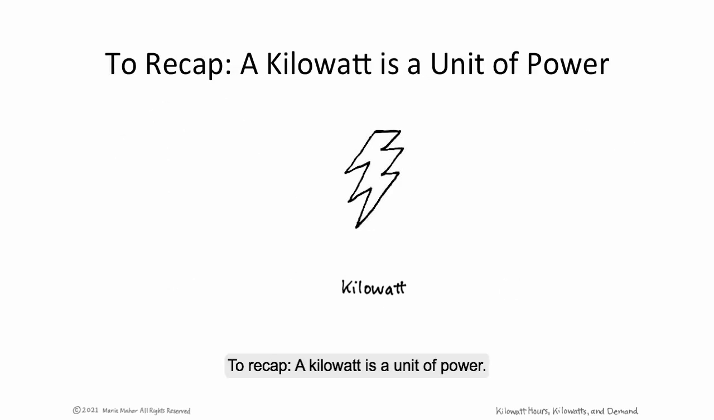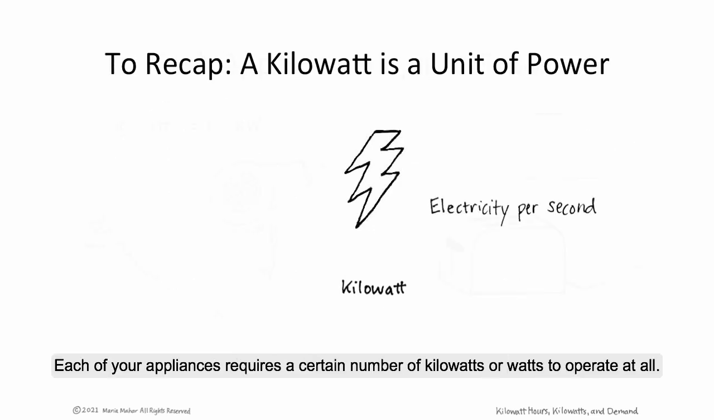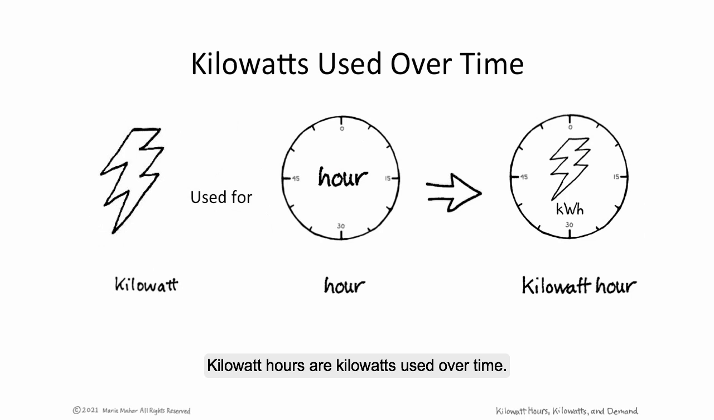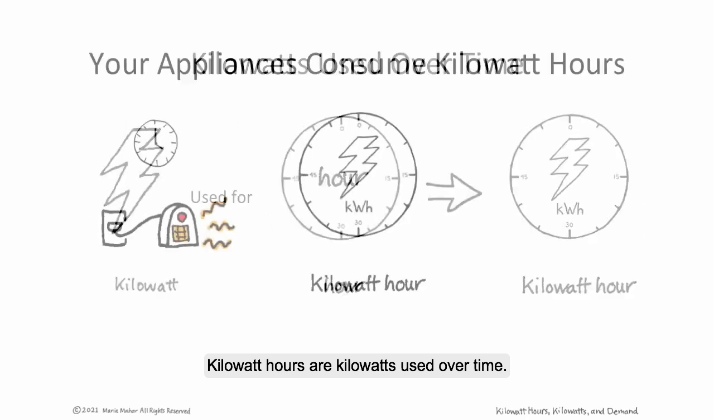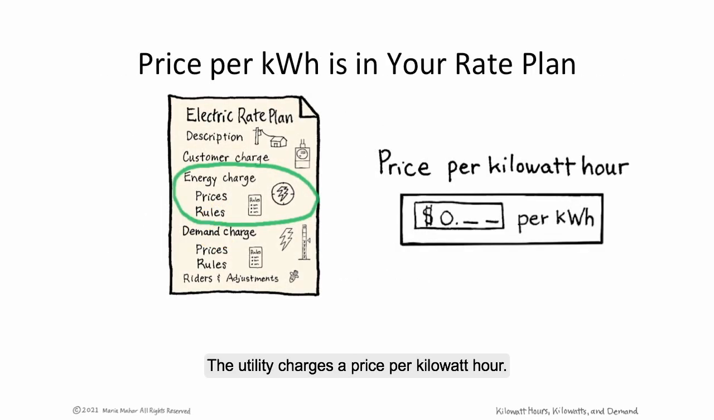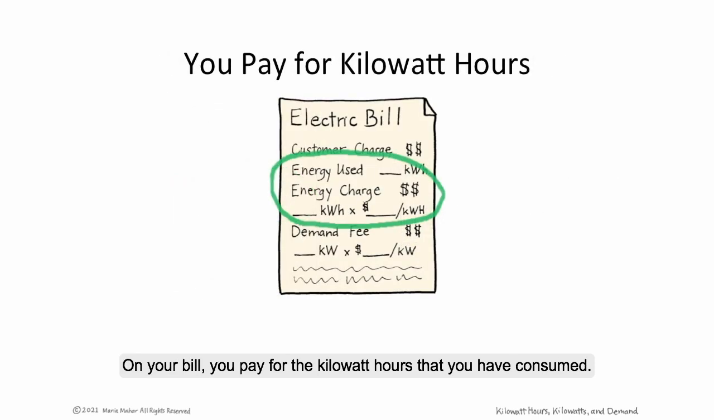To recap, a kilowatt is a unit of power. Each of your appliances requires a certain number of kilowatts or watts to operate at all. Kilowatt hours are kilowatts used over time. When your appliances operate, they are consuming kilowatt hours. The utility charges a price per kilowatt hour. That price is listed in the energy charge section of your rate plan. On your bill, you pay for the kilowatt hours that you have consumed.